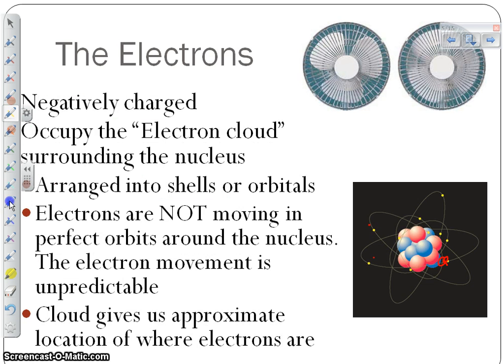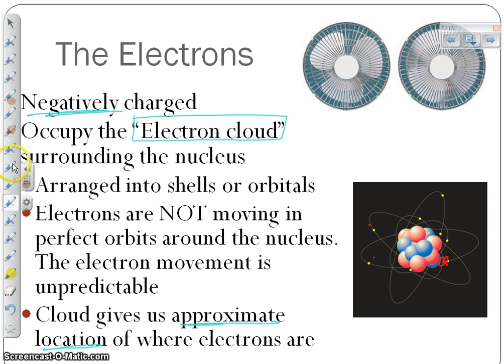Surrounding the nucleus we have electrons. Electrons tend to be negatively charged, and they occupy this area around the nucleus called the electron cloud. Now, why do we call it the cloud? Because basically the electron cloud tells us where electrons are most likely going to be found. It gives us an approximate location. It does not give us an exact position of where they're found.